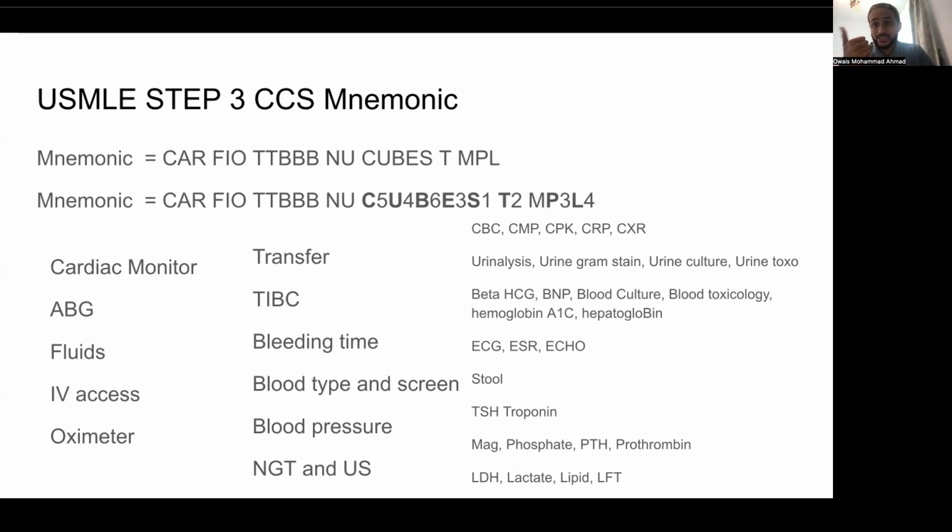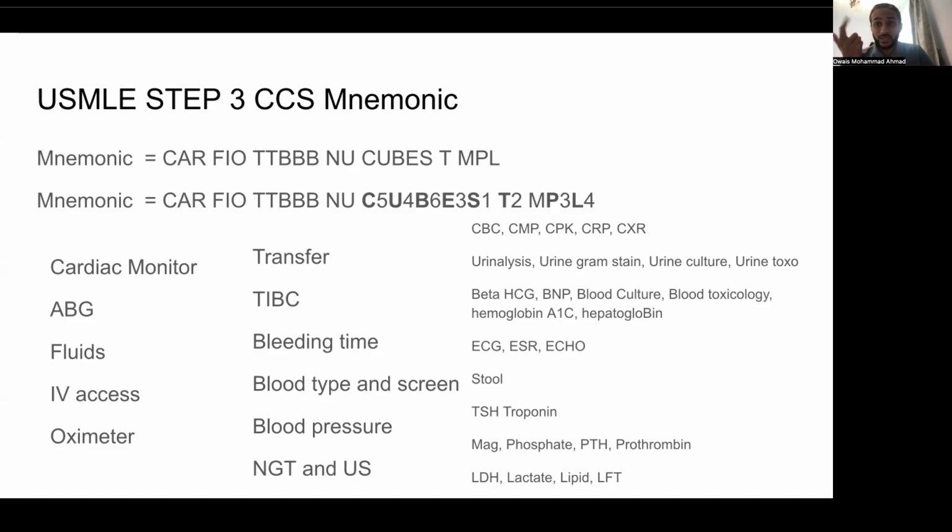U is going to be urinalysis. U is going to be urine toxicology. U is going to be urine culture. U is going to be urine Gram stain. B is going to be hemoglobin A1C. B is going to be beta HCG. B is going to be haptoglobin. B is going to be blood culture. B is going to be blood toxicology. And the other B is going to be your BNP for heart failure.